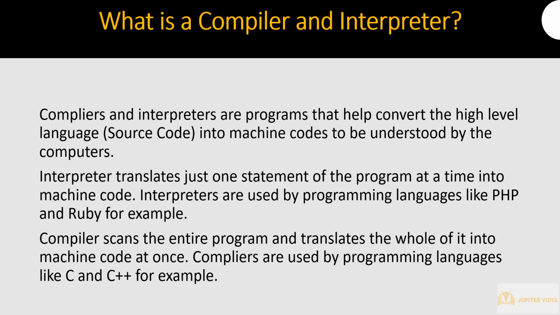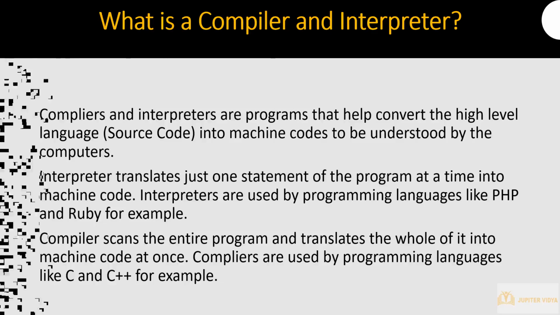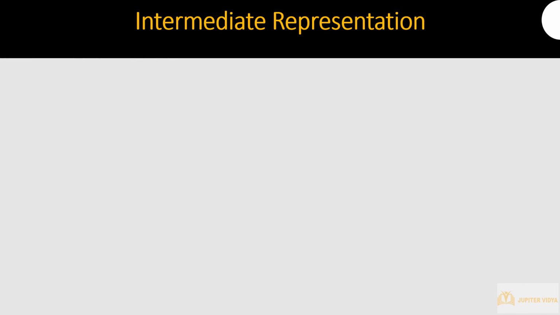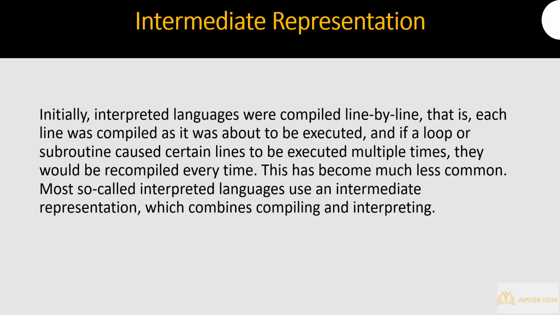Okay, now the question is, what does Python use? Does it use a compiler or an interpreter? We have to understand one more term, intermediate representation. So basically Python uses both. It uses a compiler and also an interpreter.